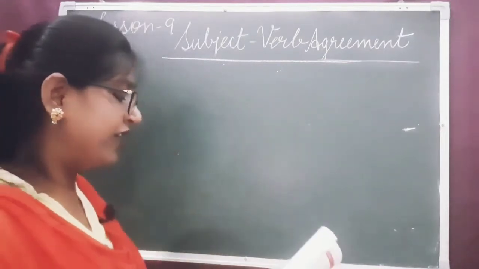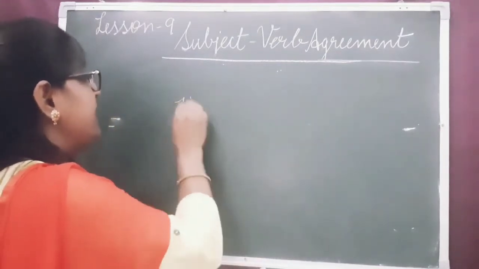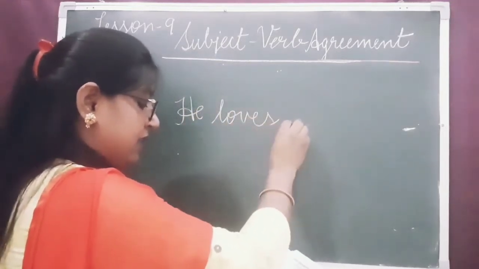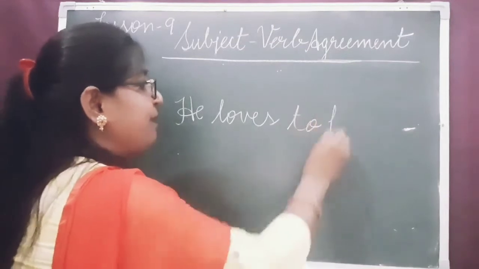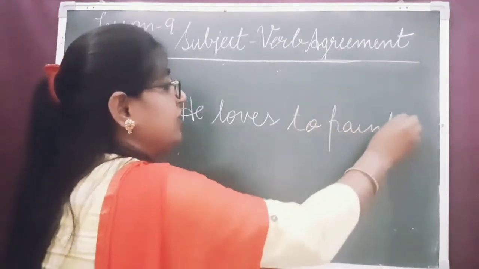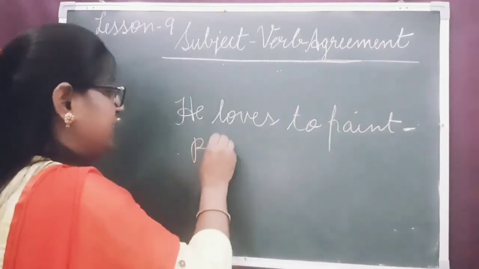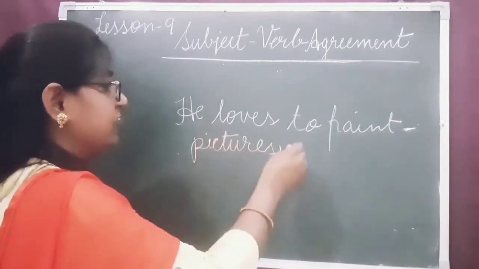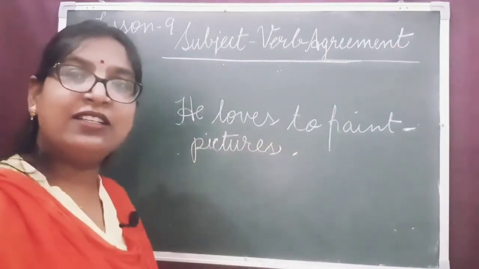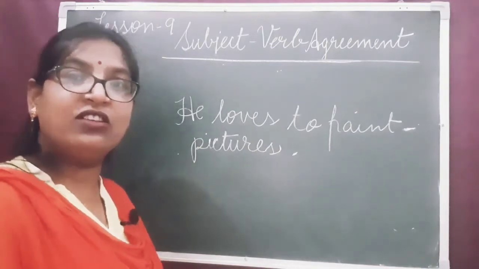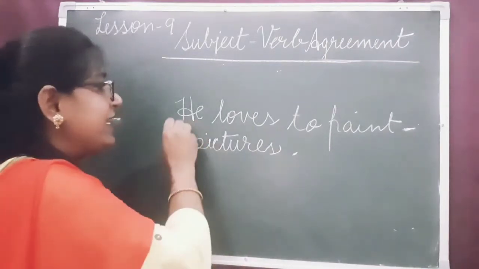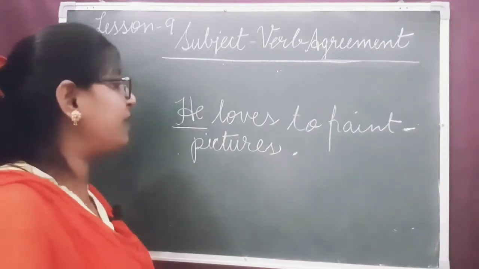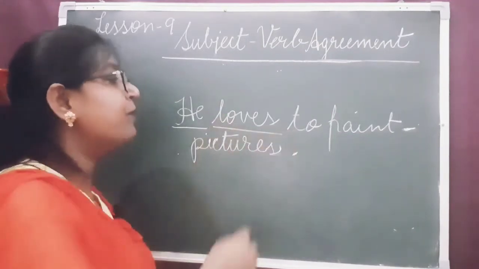So let us see one more example. He loves to paint pictures. What is the subject in this sentence? Can you recognize, dear children? Yes, he is the subject. And what is the verb? What action is he performing? Action of loving. Love is the verb.